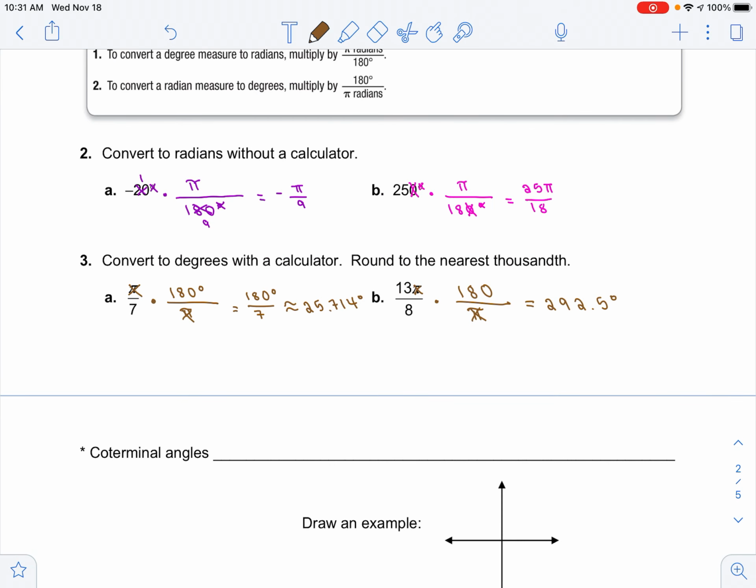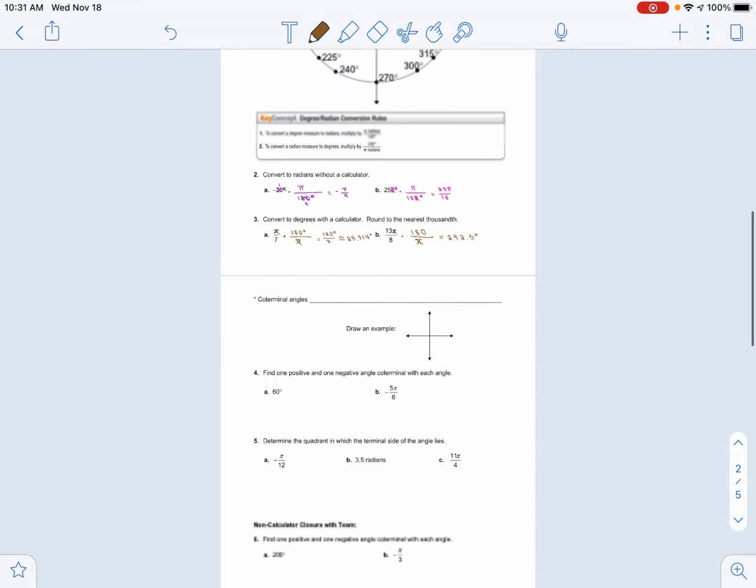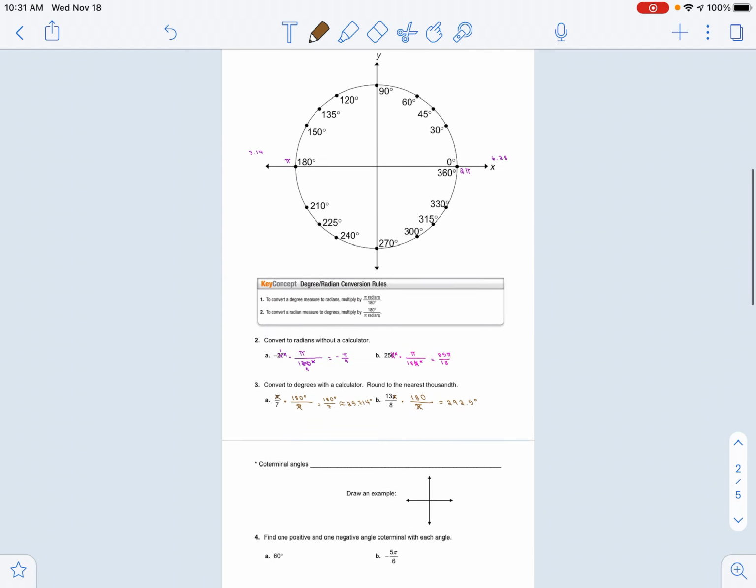So we'll do more work with this, but I just wanted you guys to be able to see this, to know how to do some of the problems in the Delta Math. I'm going to pause the video at this time and make a separate video for the next part of this.